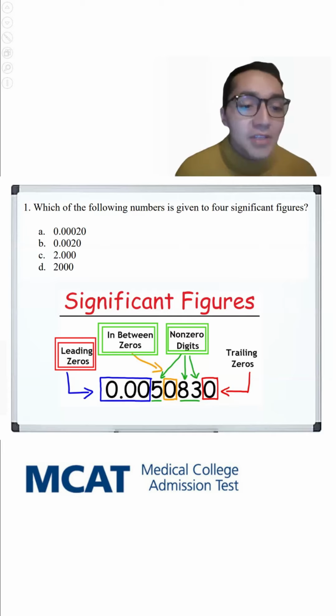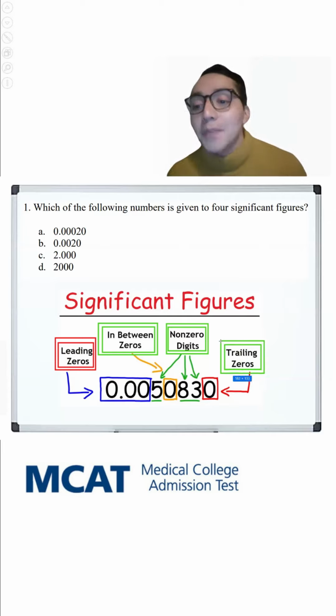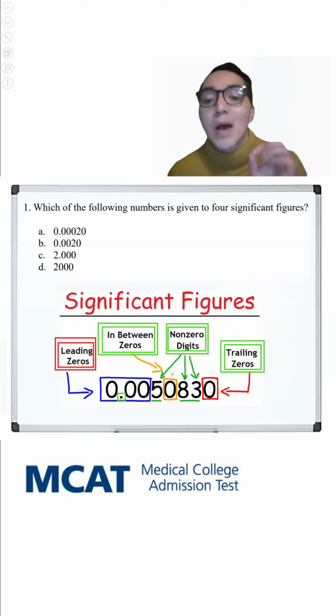And at the end, we have the trailing zeros. The trailing zeros represent the zeros after the decimal. So in this example, I have just 1 zero after the decimal, and the trailing zeros are considered as significant figures. Based on this explanation, we are going to review the options to answer our question.